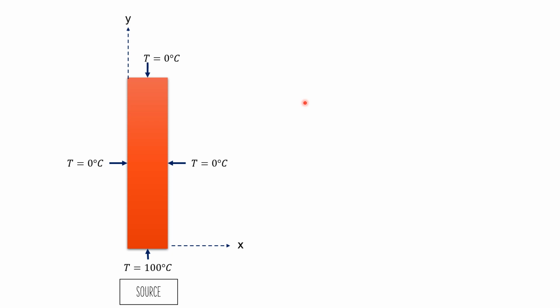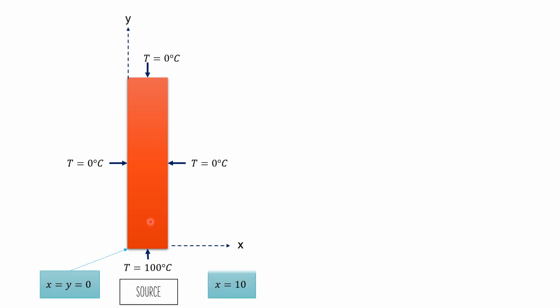So this is a sketch of the metal plate, which is shown here in red color. Here you have the source, where T equals 100 degrees Celsius, and then the temperature is going to decrease along the y-axis. We take this as a 2D plate, so there is no z component. We are only going to consider the x and y components.